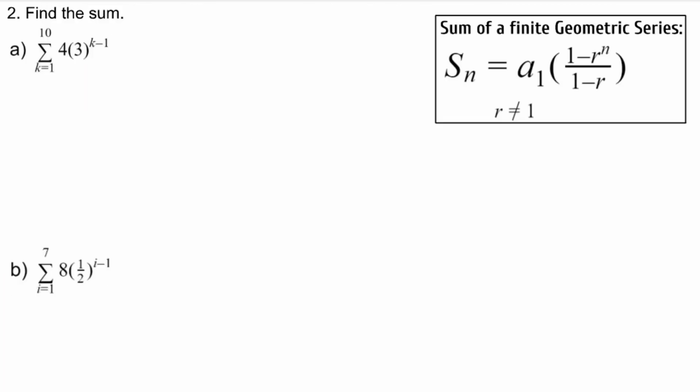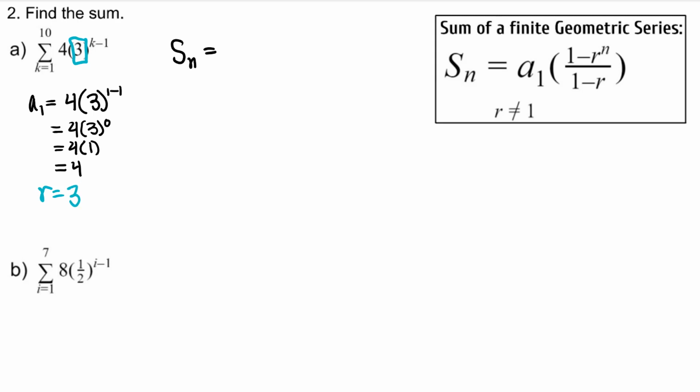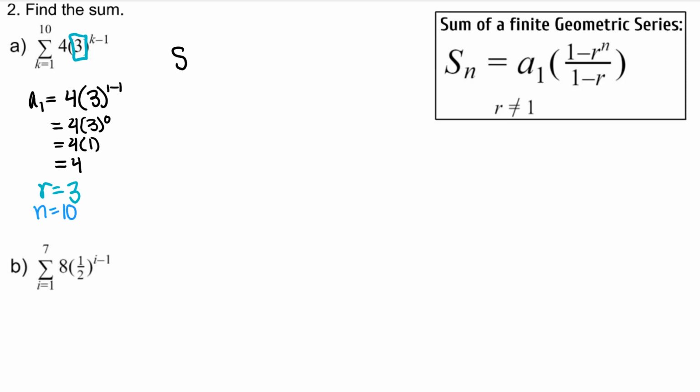This formula requires us to know the common ratio and the first term. So let's find that. The first term is what we get when we plug in our index, which is 1. The common ratio is the multiplier, or the base of the exponent. Now this isn't just s sub n because we know how many terms we are adding up. We're adding the first 10 terms. That means n equals 10. So we'll have s sub 10.